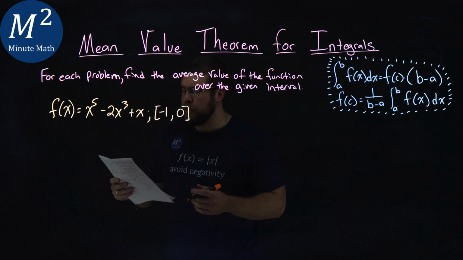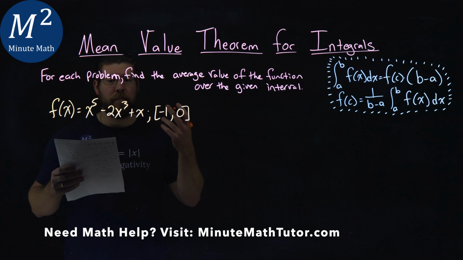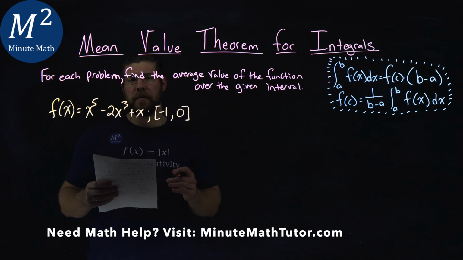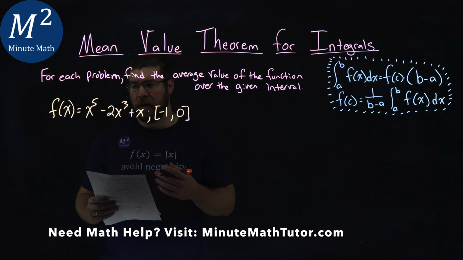We're given this problem right here. F of x is equal to x to the fifth power minus 2x to the third plus x, and we're given the interval here of -1 to 0, and we have to find the average value on that interval.